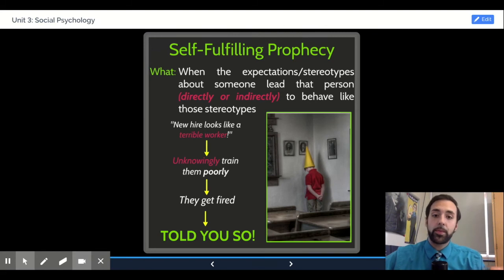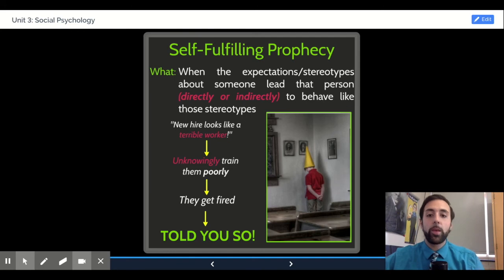The self-fulfilling prophecy occurs when you have some type of expectation about someone. That could be based on a stereotype, some type of racial, gender, or age stereotype. As a result of your expectation, you might, knowingly or unknowingly, indirectly or directly, change how you behave and act with that individual, and as a result, lead that person towards behaving like the stereotype that you had.